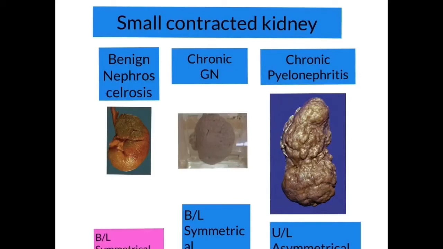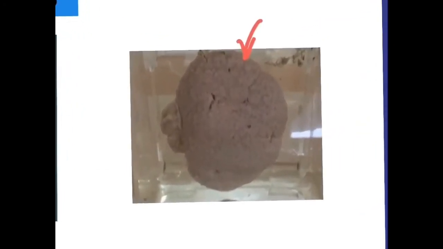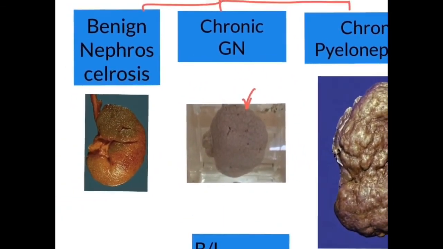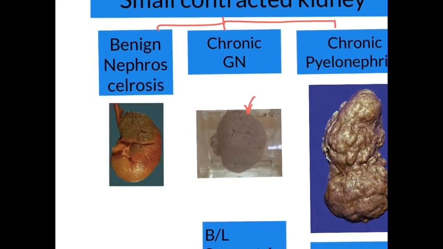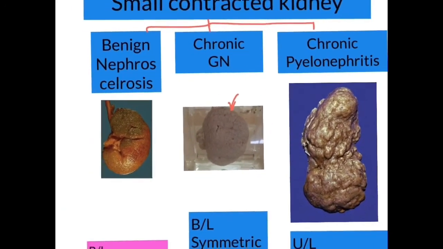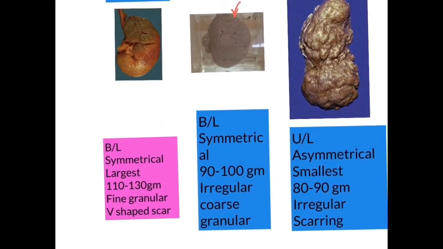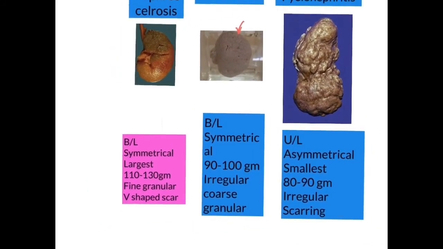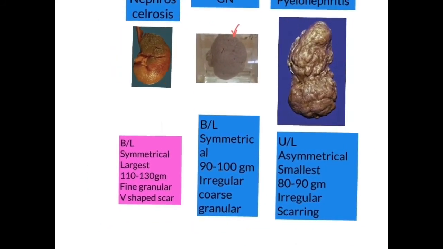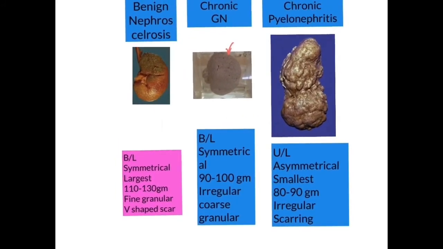The small contracted kidney is important because there are three reasons because of which your kidney can become small. Out of the specimens we have in our laboratory, it is very easy to remember because only one specimen shows granules on the surface of the kidney, and that is the small contracted kidney. The reason is chronic glomerulonephritis. The other two are benign nephrosclerosis and chronic pyelonephritis. I am not going into detail about the pathophysiology, but these two specimens, thank God, we don't have in our laboratory. Coming to some basic differences between these three: nephrosclerosis, pyelonephritis and glomerulonephritis.